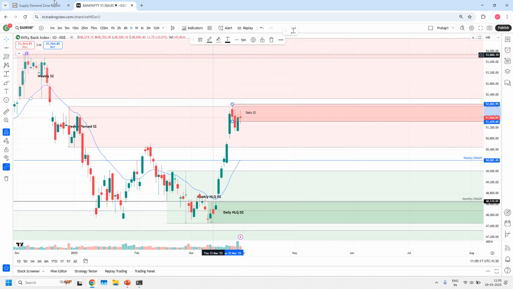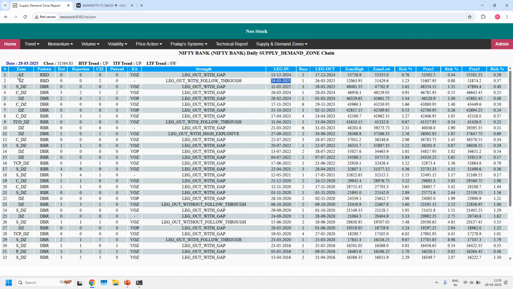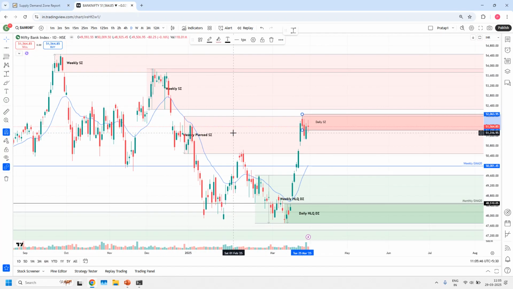Okay. And what is the second high liquidity zone? This is the one. We have only two daily supply zones. Sorry, not high liquidity zone. Some wrong pronunciations are coming from my mouth. Sorry. This is not a high liquidity zone. This is just a daily supply zone. So this is on 13th December 2024, one base candle, rally base drop. Is it the one? Yes.